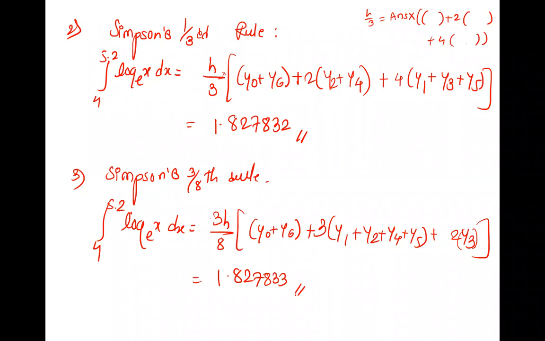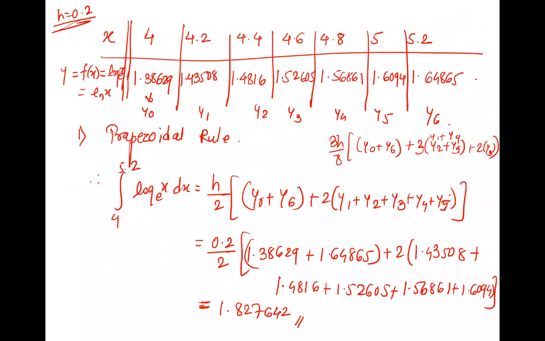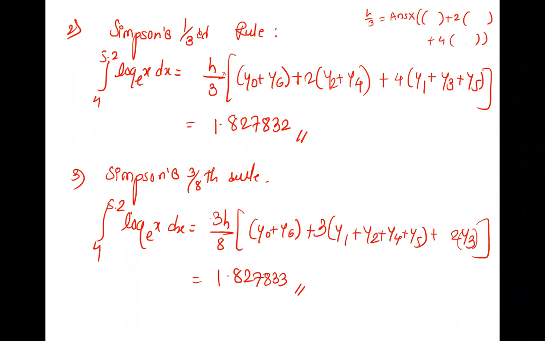Is it asked to check with actual? No, it is not asked. So done. We got a little difference in each of the processes, each of the rules. 1.8278, and by trapezoidal you are getting 1.8276. Please note, at least up to 6 digits you should write after the decimal, so that you can see the change, right? Chalo, next question.